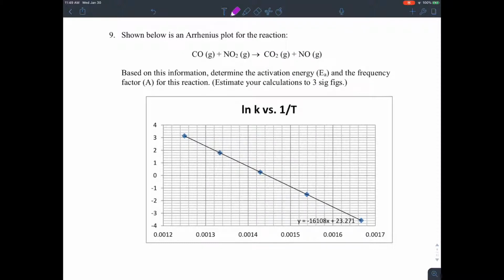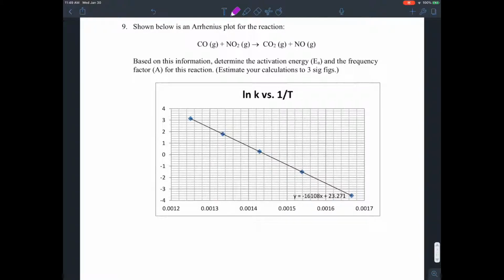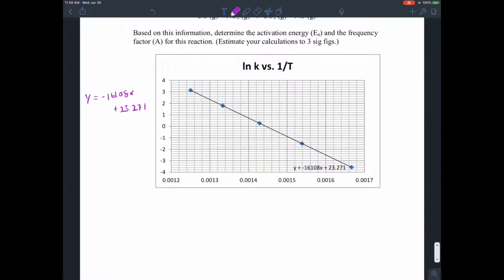Make sure to pay attention to this video. You will see something like this most likely on the exam, so it's worth taking the time to understand it. We're given a graph, and we're given an approximation of the formula for the line, just like a linear regression. That's y equals negative 16108 x plus 23.271. It's a little hard to see over there. That's our slope right there, this negative value, so that's our m. And this is my y-intercept here, as we've discussed before.